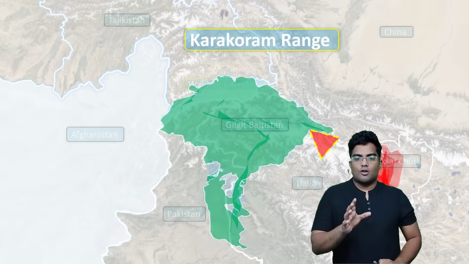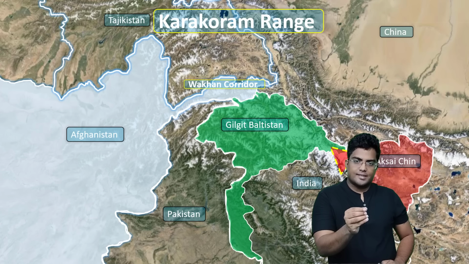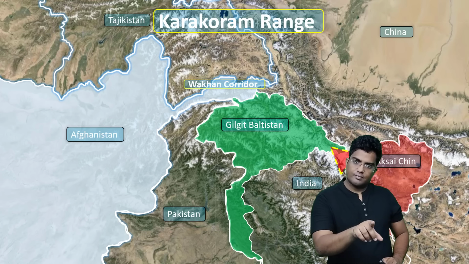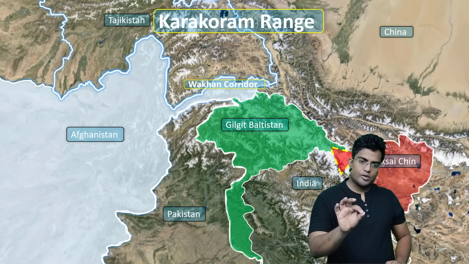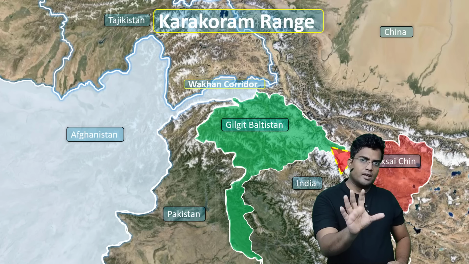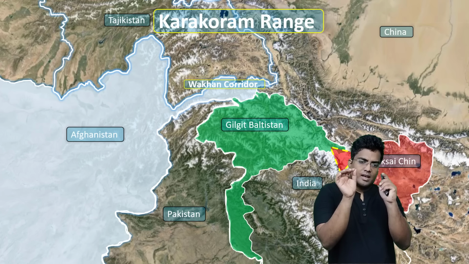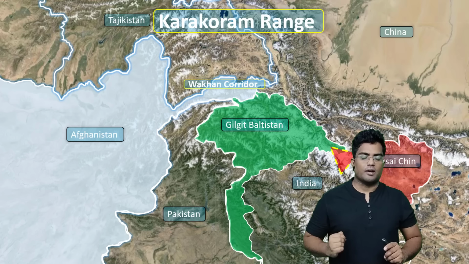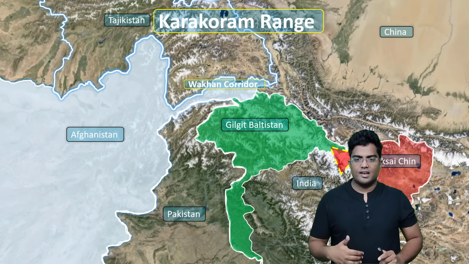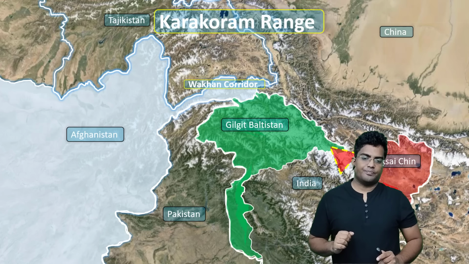Now, to explain better, let's see it from a different perspective. The red triangle is Siachen Glacier, and as you can see, it's pretty much in India. Some parts are in China and some parts are in Gilgit-Baltistan, that is Pakistan. So that's Siachen Glacier.